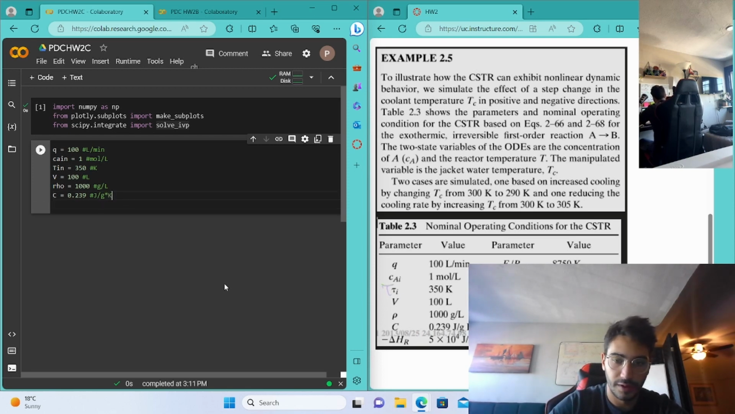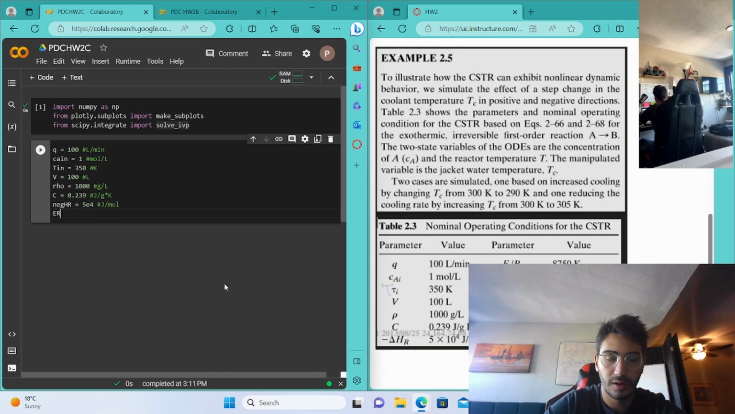Then we have our negative HR, neg HR, 5e to the 4th. Sorry, that is joules per mole. Then we have ER. I'm just going to call it ER for now. Hopefully that'll simplify it. 750 Kelvin. Then we have our K naught, which is equal to 7.2.